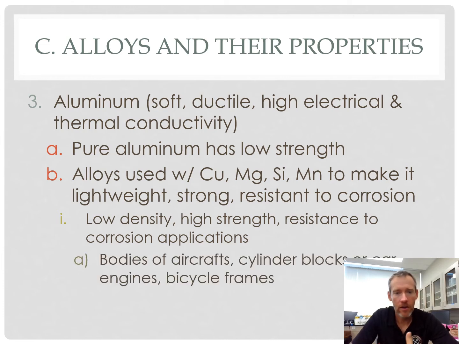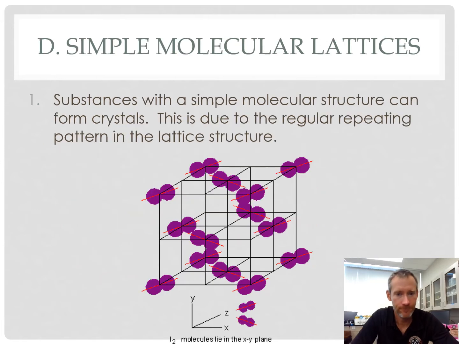Some examples are aircraft, engines, and bicycle frames. All those are good examples of how an alloy makes things better.